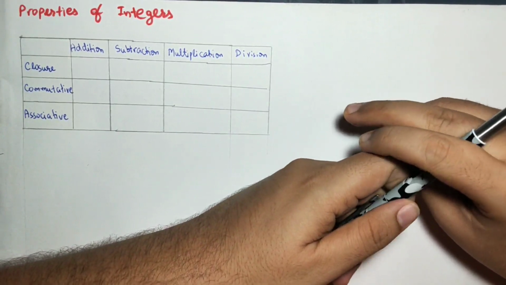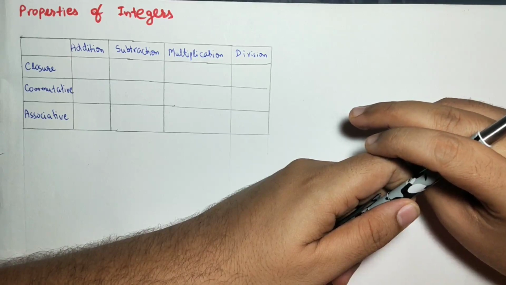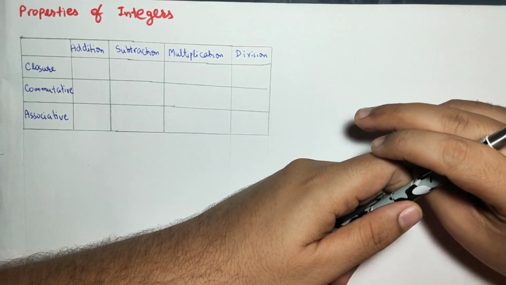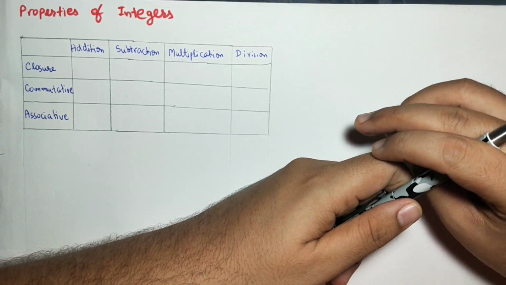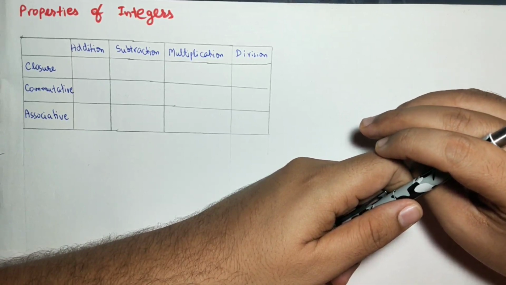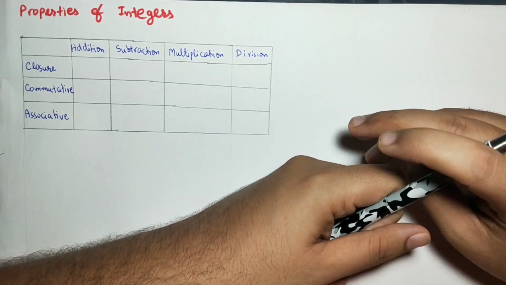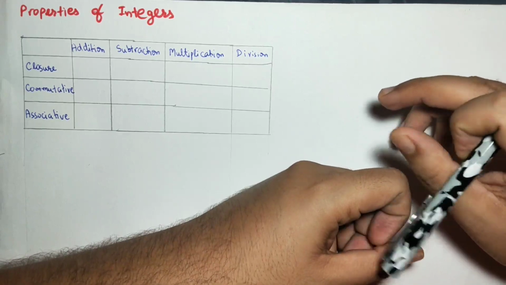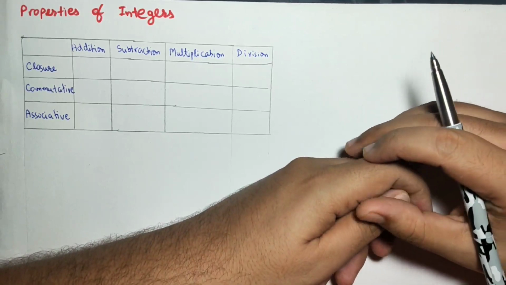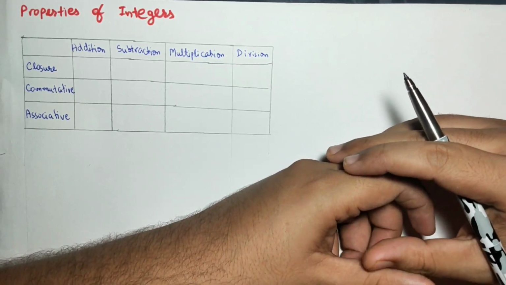Today's topic is 7th standard NCERT book chapter number 1, continuation after exercise 1.1, the theory regarding properties of integers and explanation of exercise 1.2.